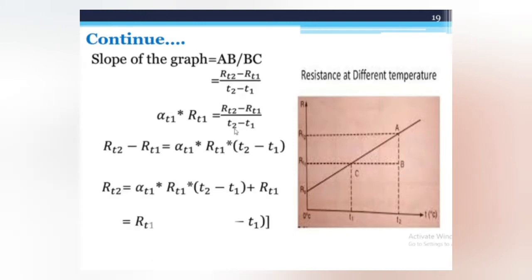So if we make RT2 the subject, then we get RT2 equal to RT1 into bracket 1 plus alpha T1 into bracket T2 minus T1. Right? We can use this equation if the initial value of resistance at 0 degrees Celsius is not given. Right?